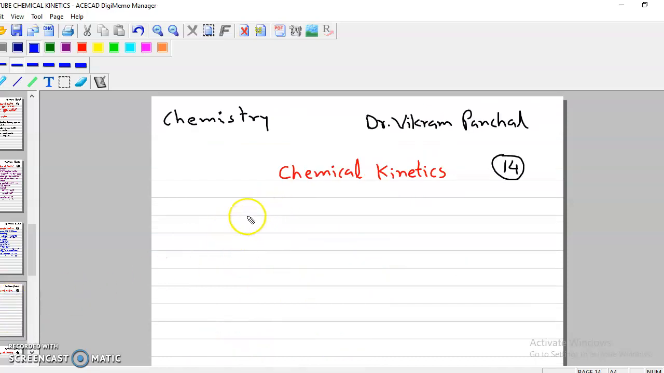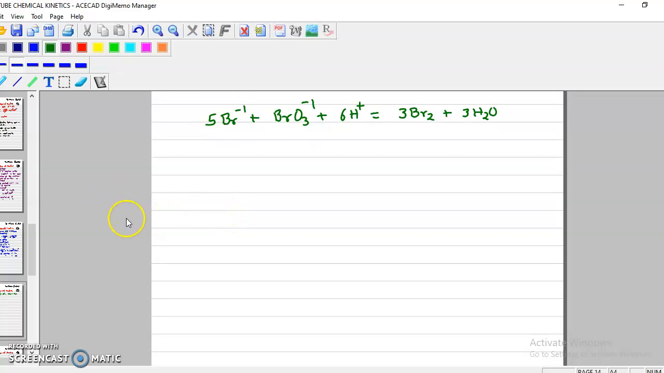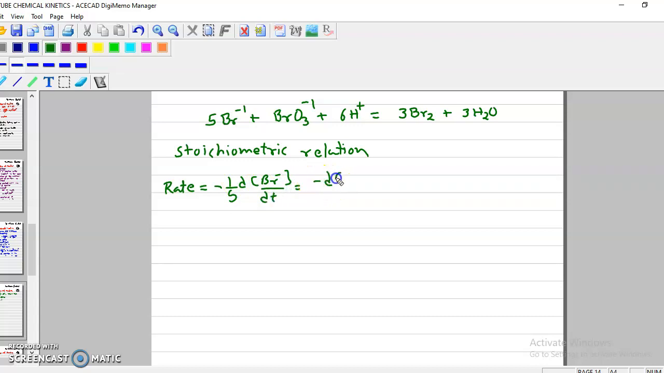Okay, we'll take one more example. Another reaction. Let us take this reaction: 5Br minus plus BrO3 minus plus 6H plus gives 3Br2 plus 3H2O. We write everything about this reaction. So first of all, the stoichiometric relation. Here we write rate is equal to minus 1 upon 5 d[Br minus] by dt, is equal to minus d[BrO3 minus] by dt, or is equal to minus 1 upon 6 d[H plus] by dt. Okay, we can write this one.